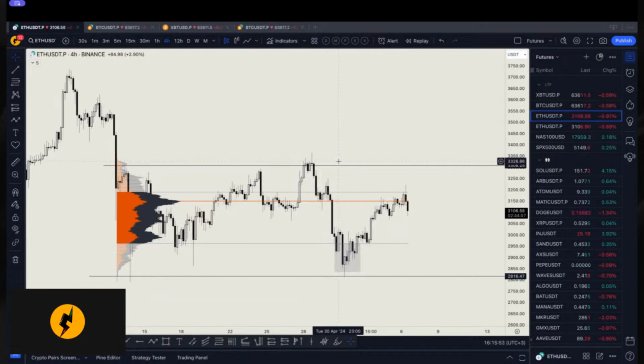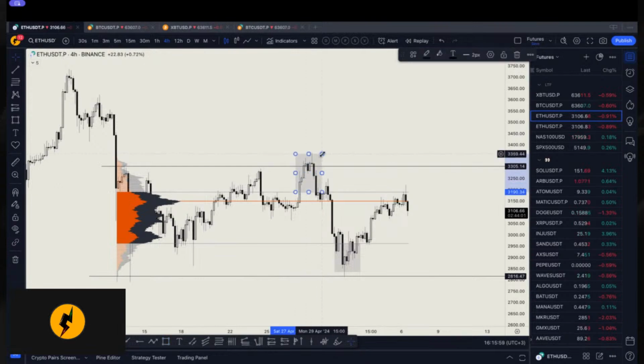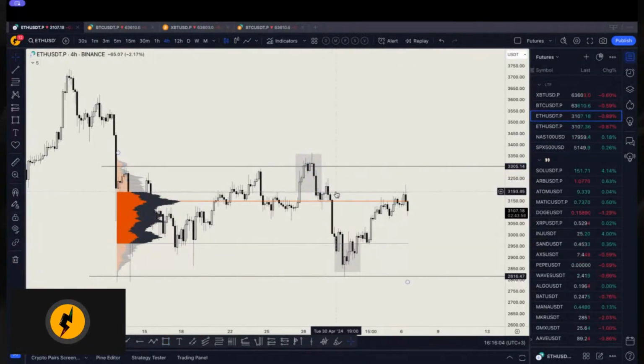Also for the short side, this is just a textbook range, right? We had a deviation, okay? After finding acceptance, we retested the value area high. Not perfectly, but it's fine, right? And we went and tested the other extreme of the volume profile. All right. So yeah. Now we want to talk about the topic.